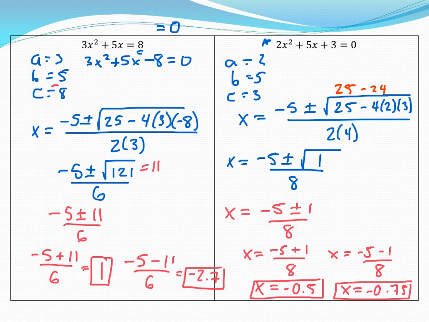So that's why I got the square root of 1. Square root of 1 is 1. So I have negative 5 plus or minus 1 over 4. Set up my two separate equations, and I get negative 1 and negative 1.5 as my two answers. Okay, so notice here I'm getting two separate answers, solving using the formula.